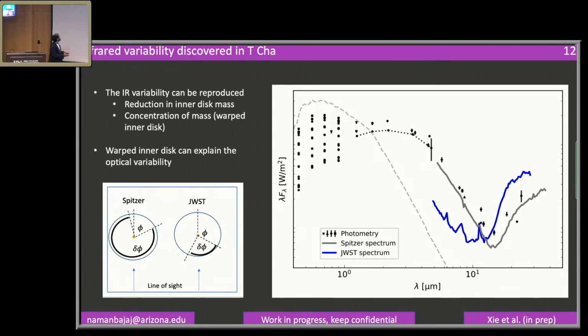He can reproduce this IR variability through two methods. One is reduction in the inner disk mass, but that does not give you the optical variability. So an inner warped disk, which has reduced significant mass in 17 years, is what can explain both phenomena very well, as shown in this toy model. So for more details, look forward to a paper by Chenny Shi as well.